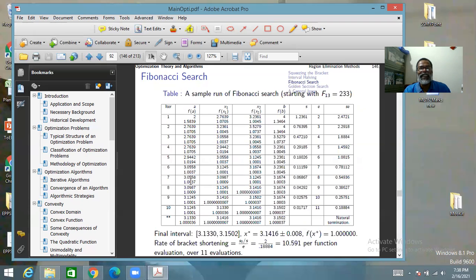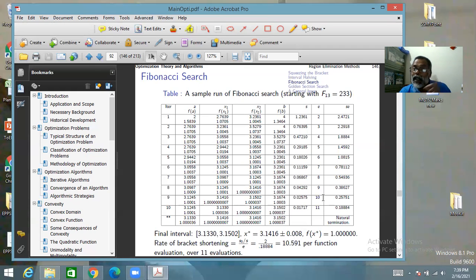the process automatically ends, because this last line is actually not the 11th iteration, because that iteration is meaningless. The new point that is coming here, 3.1416, was already there. So after this, the two interior points merge and there is nowhere to go. So there is a natural termination for Fibonacci search method.